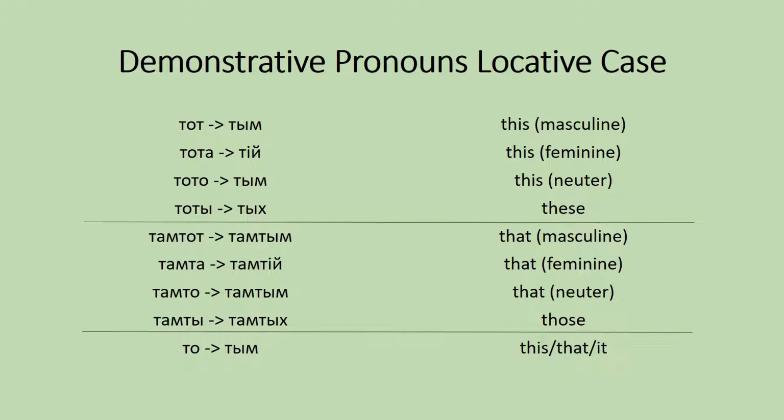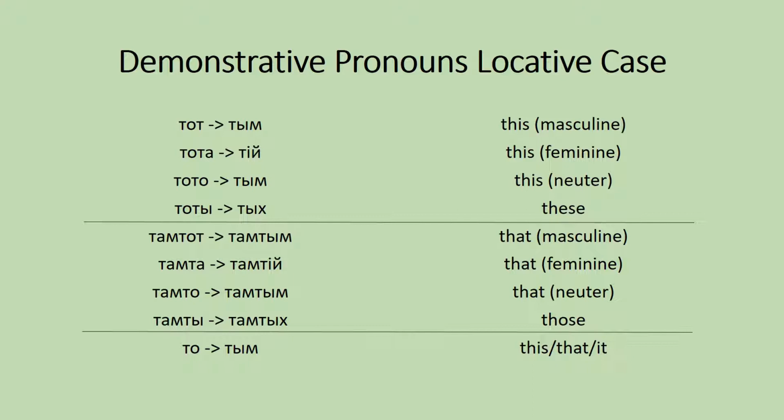Tamtot, meaning that for masculine nouns, becomes tamtum. Tamta, meaning that for feminine nouns, becomes tamte. Tamta, meaning that for neuter nouns, becomes tamtum. Tamta, meaning those, becomes tamtuch.